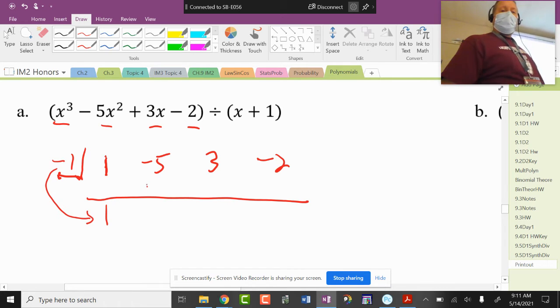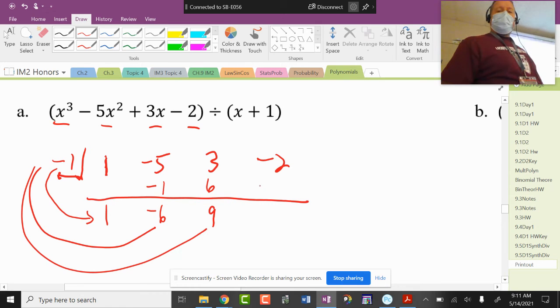Multiply, add, multiply, add, multiply, add.